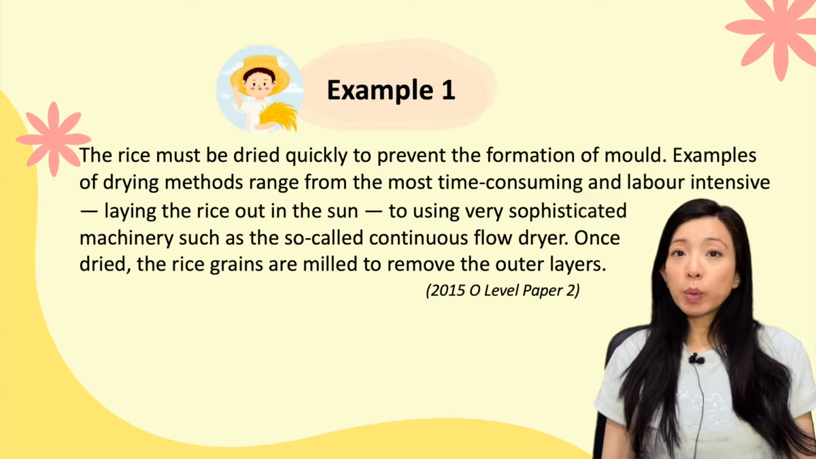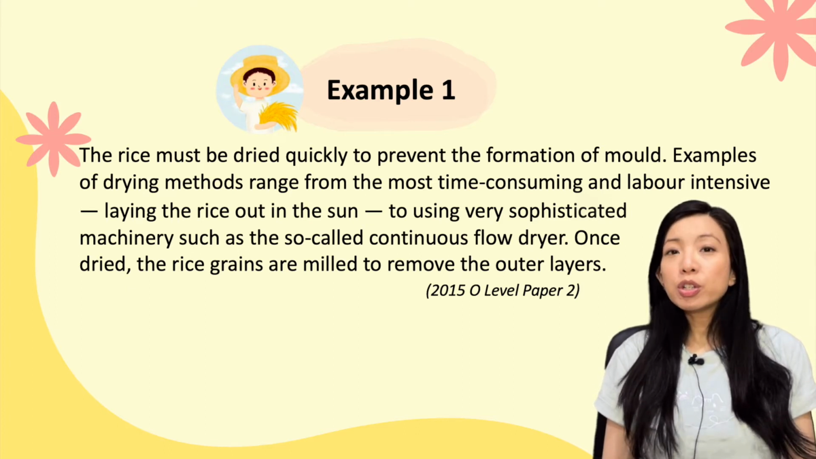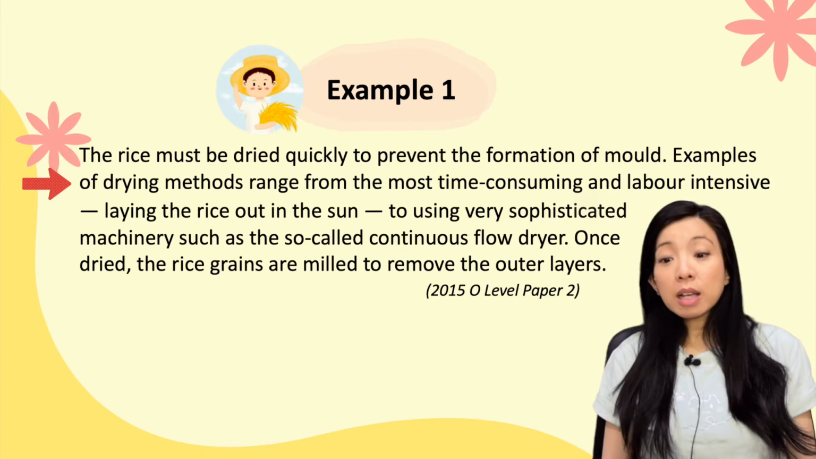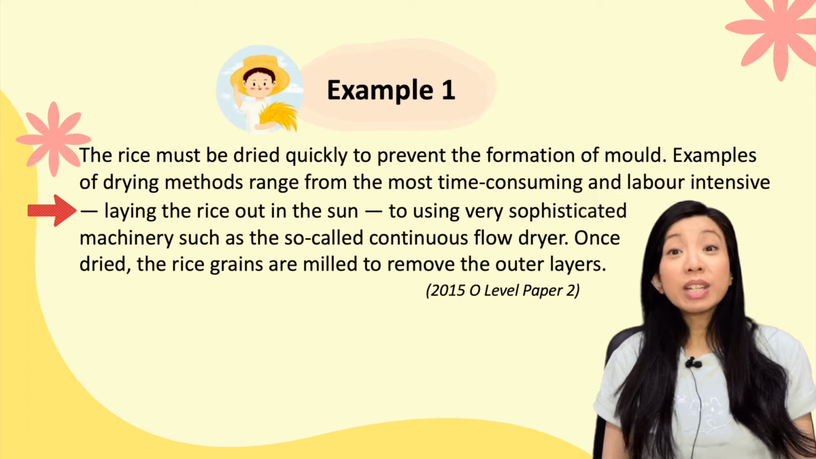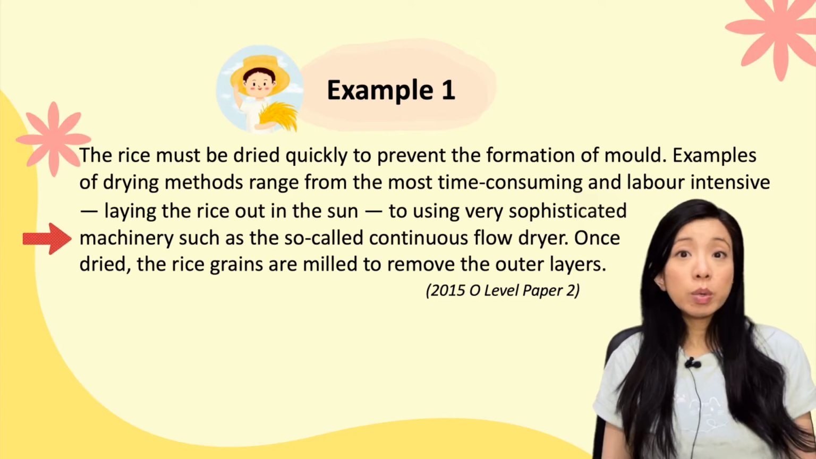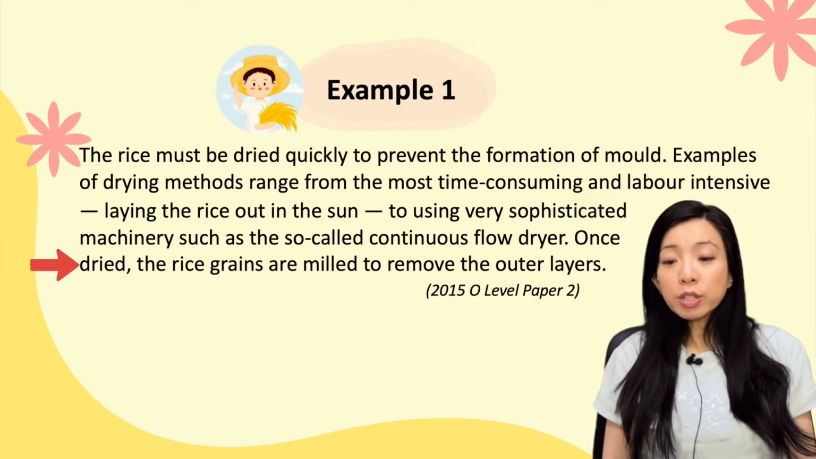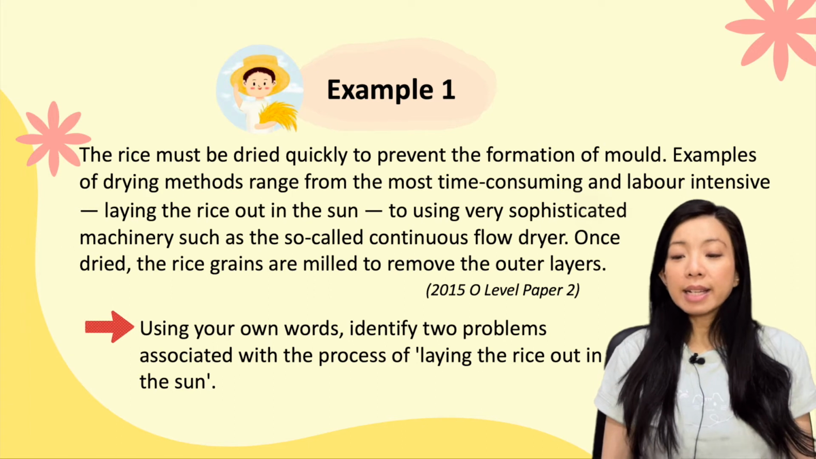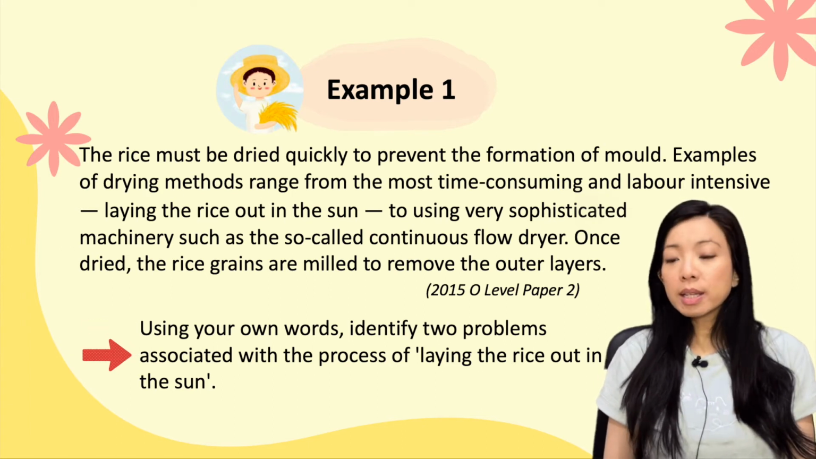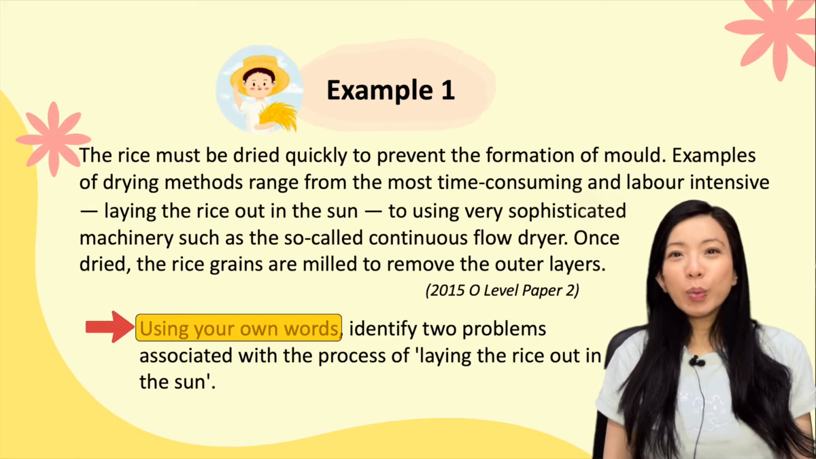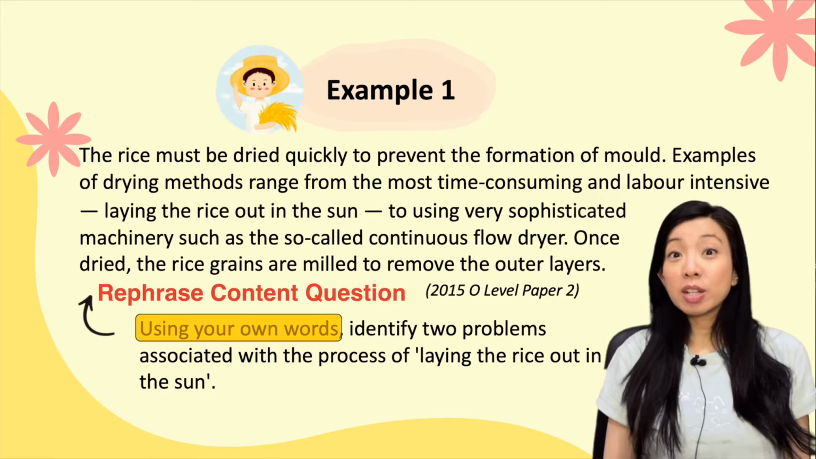This example is taken from the 2015 O-level paper, and I'm going to read to you the paragraph first. The rice must be dried quickly to prevent the formation of mold. Examples of drying methods range from the most time-consuming and labor-intensive, laying the rice out in the sun, to using very sophisticated machinery such as the so-called continuous flow dryer. Once dried, the rice grains are milled to remove the outer layers. And the question is, using your own words, identify 2 problems associated with the process of laying the rice out in the sun. So notice the keywords in the question, using your own words. Therefore, this is most likely a rephrase content question.